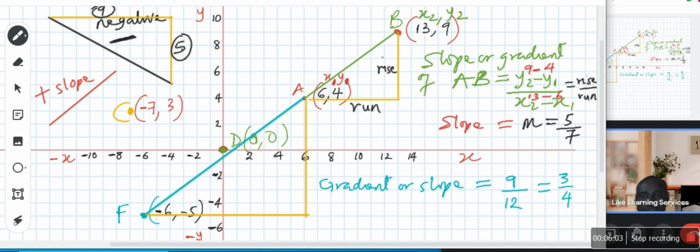So that means the slope will be. Hello? Yes, can you hear me? Yeah, the slope for that one will be 5 over 9. So slope here is. Did you hear me? Hello?